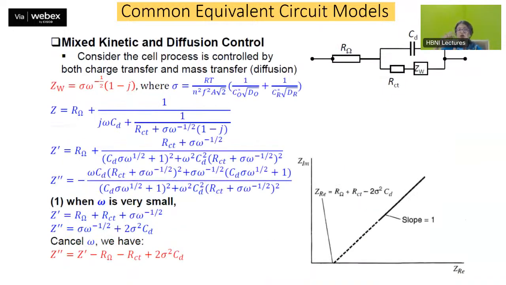Now what is going to happen? Then you have that 45-degree angle straight line coming in. This is your mixed kinetic and diffusion control. When your omega is very small, that means your frequency is very low, and you do the entire mathematics as shown over here, what you find is the equation of a straight line. So you will see a 45-degree angle. And here is that Warburg impedance, which gives you your kinetic and diffusion control. At the low frequency range, you see the straight line with a slope of 1, so it's a 45-degree angle.